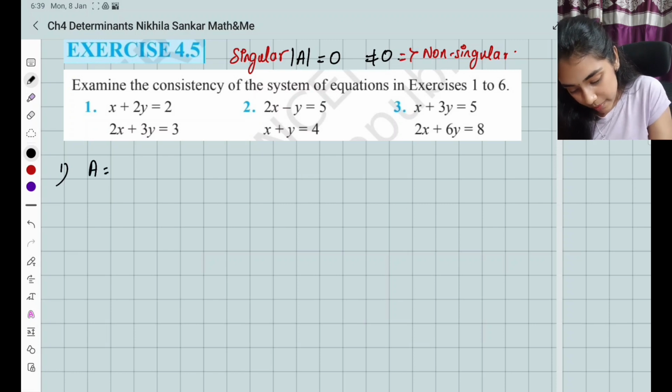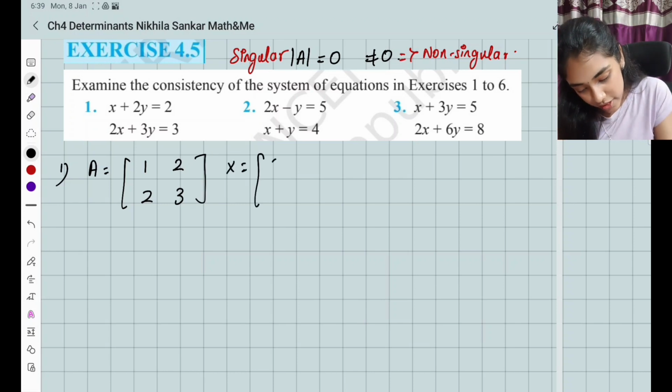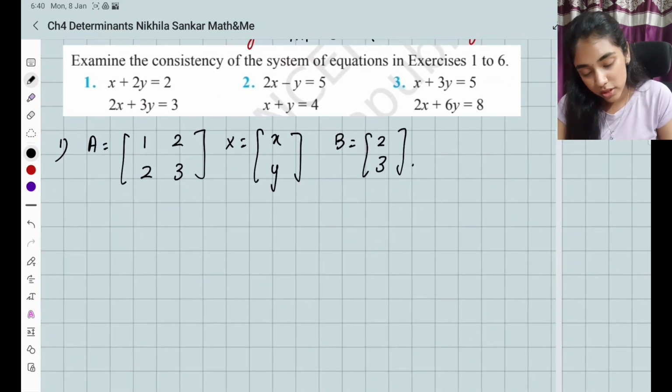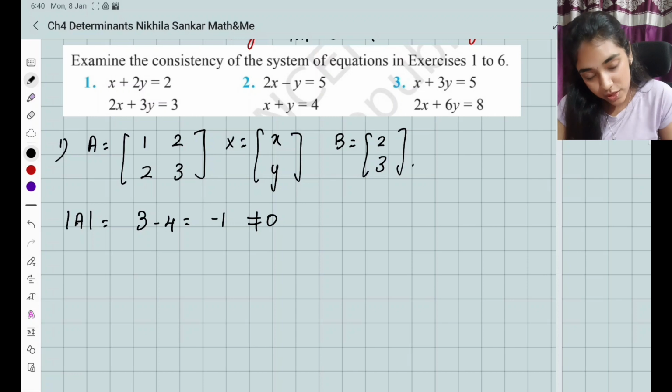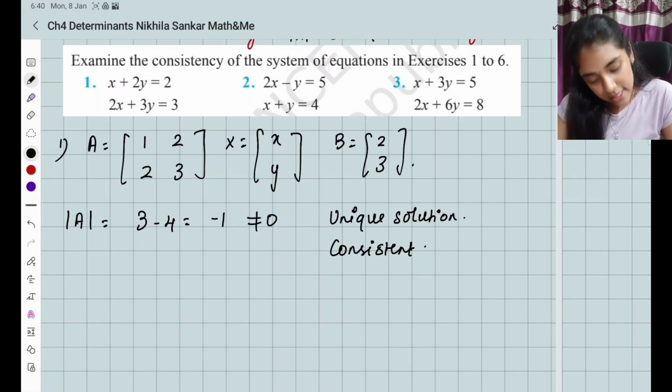Now, first subsection, you have x 2y. So first let me write the matrix A, which is going to be 1, 2, 2 and 3. You need not bother about the other matrix, but I'll write it for the first question. So you have x, y and B matrix is going to be 2 and 3. Okay, so we are only bothered about the A matrix here. So determinant of A is going to be 3 minus 4, which is going to be minus 1. This is not equal to 0, which means we have a unique solution. Okay, and hence it is going to be consistent. This is your first question.